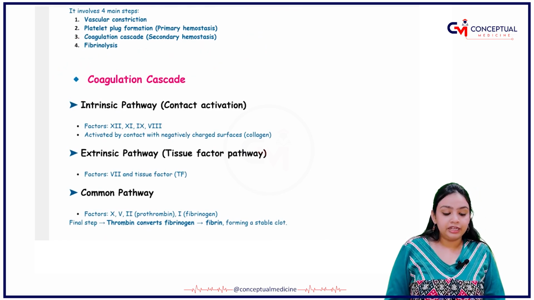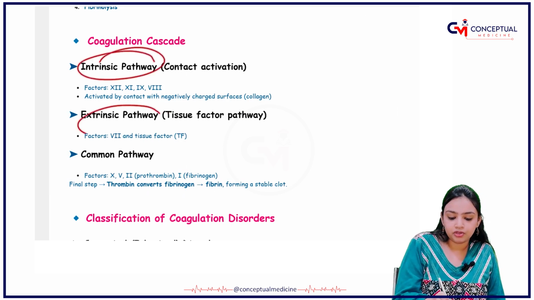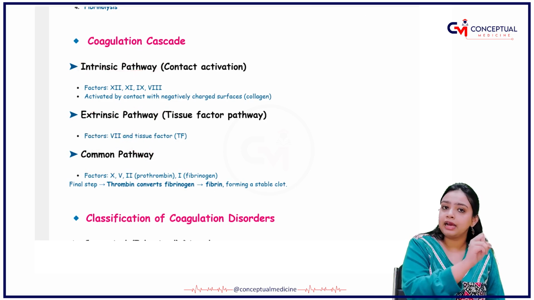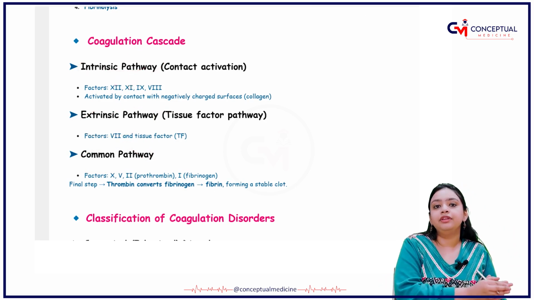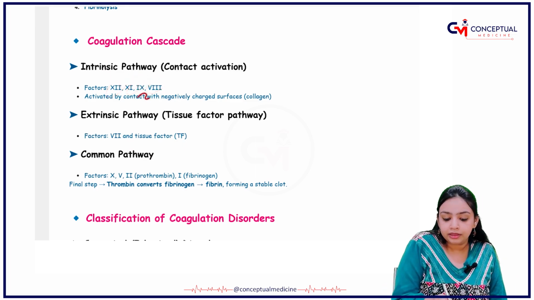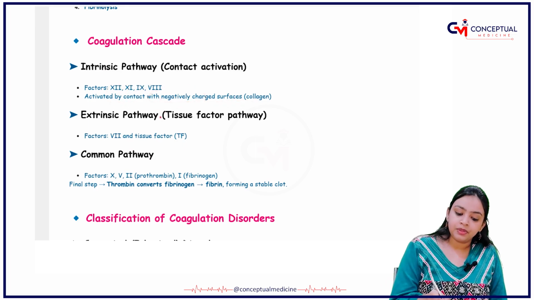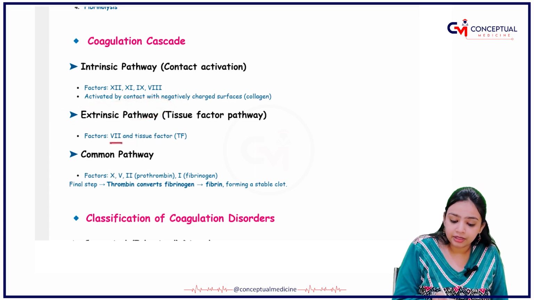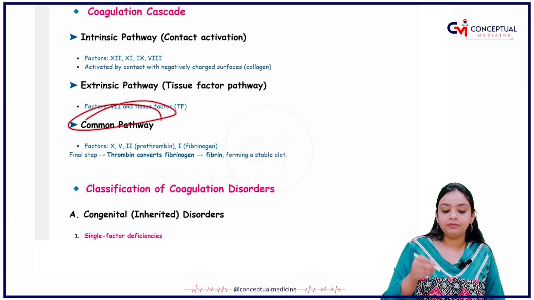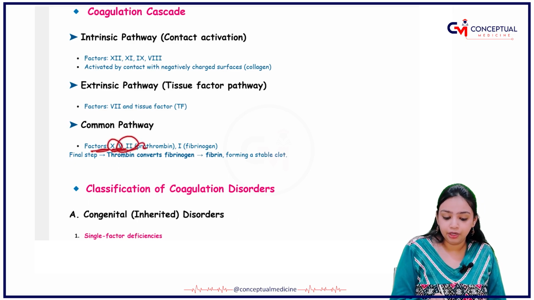Coming on to the coagulation cascade, you have the pathways, right? The intrinsic pathway, extrinsic pathway, and a common pathway. In the intrinsic pathway, you have factor 11, factor 12, factor 9, and factor 8. They are activated by contact with negatively charged surfaces. In the extrinsic pathway, you have factor 7 and the tissue factor. In the common pathway, you have factor 10, 5, and 2.